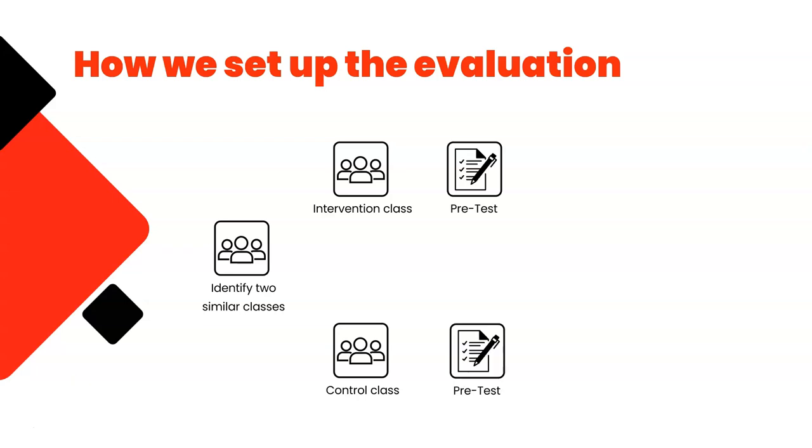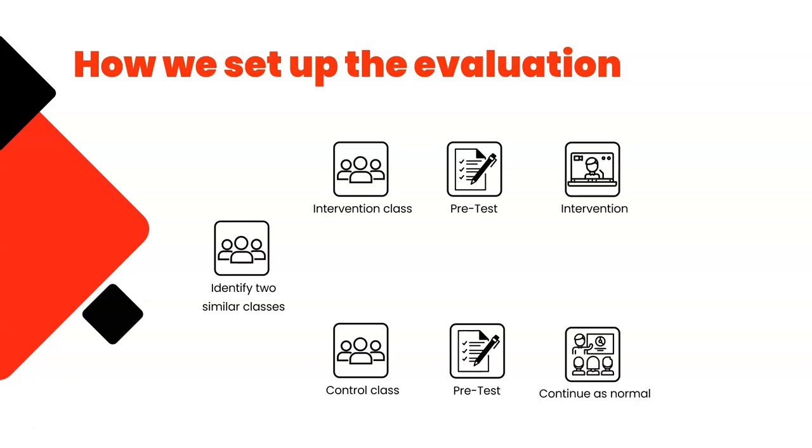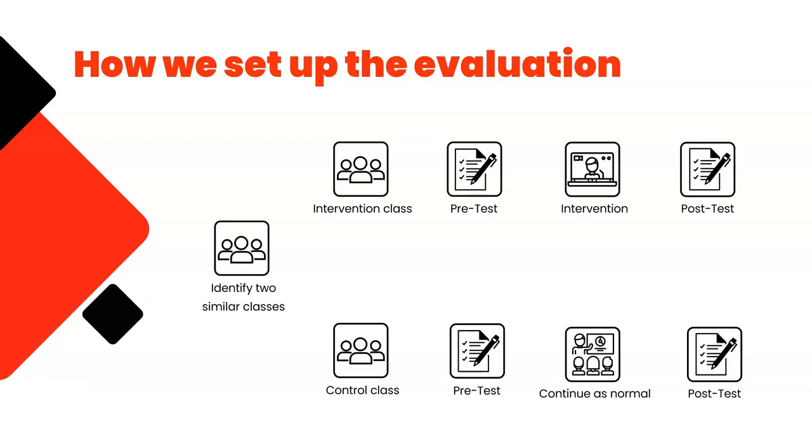Complete the pre-assessment task with both groups. The intervention group will use the Keep Up and Catch Up strategy for the duration of the trial, and the control class will continue as business as usual. And then complete the post-assessment with both groups at the end of the trial.